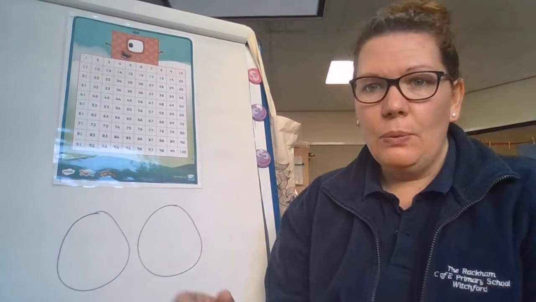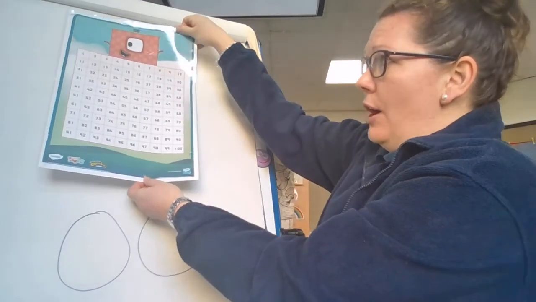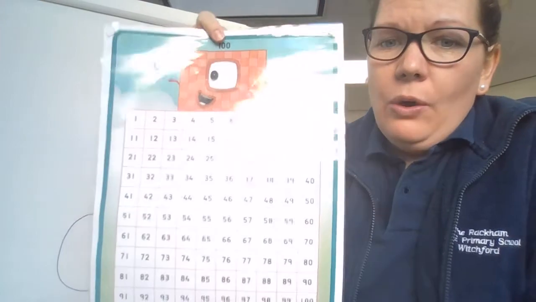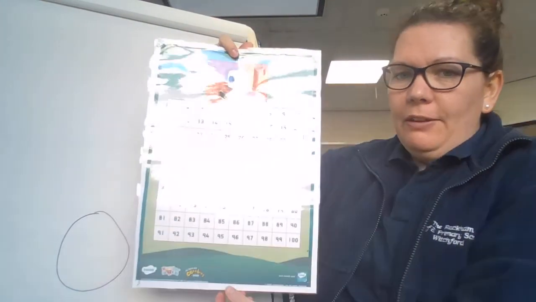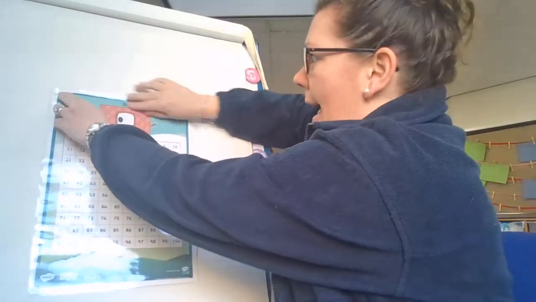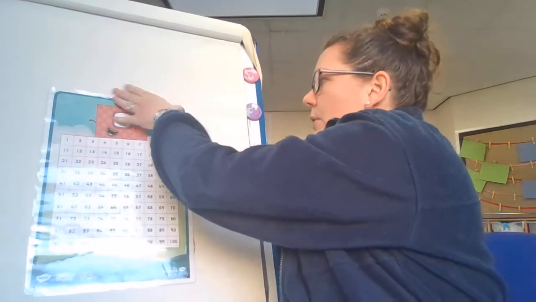Now, yesterday you worked on our 100 square, and also today you will need your 100 square again. So hopefully you can print another one off, or you can colour over the one that you used yesterday to save on a bit of printing. So today we're going to have a look at our 13 and our 14. So make sure it's stuck on so it doesn't fall off.